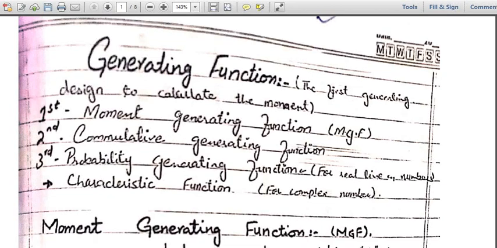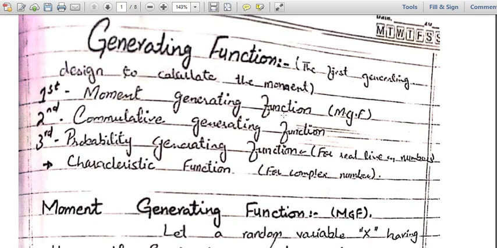Today's lecture is on generating functions. There are three types of generating function. We can generate the function in three types. The first generating function is designed to calculate the moments. First is the moment generating function, shortly denoted MGF. The second is the cumulant generating function, and the third is the probability generating function.